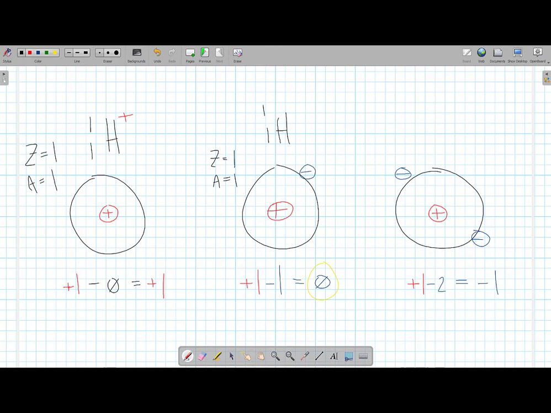Let's look at the next one. Z is still 1. A is still 1. And change this. 1, 1, H. Now this one is negative, so I'll have a negative charge up here. Negative 1. Or maybe 1, negative. Or maybe just a negative sign without a number. All three of those are equivalent to denoting that this has a negative charge because it has a different number of electrons and protons. So these are ions.